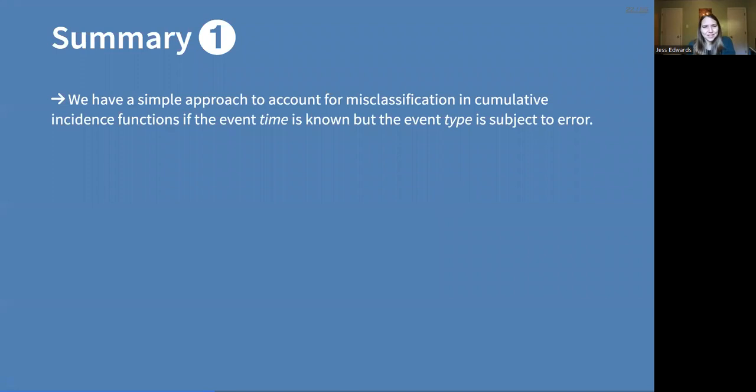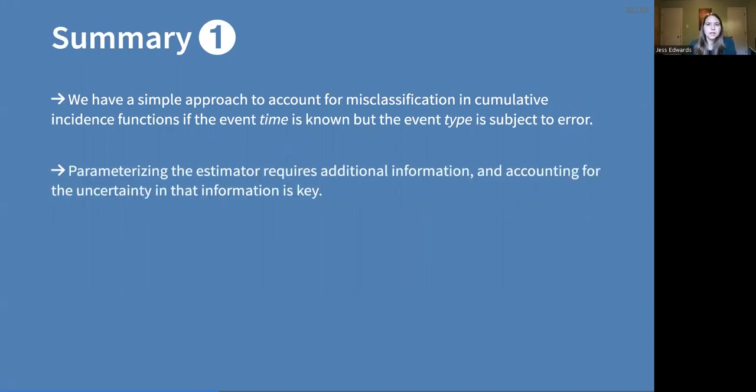Okay, this is the end of part 1. So we've shown a simple approach to account for misclassification in cumulative incidence functions if the event time is known, but the type is subject to error. Of course, this requires additional information, hopefully in the form of validation data, if not expert opinion. And we showed some extensions to a causal setting.